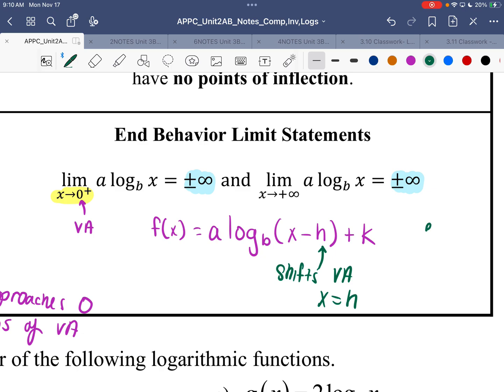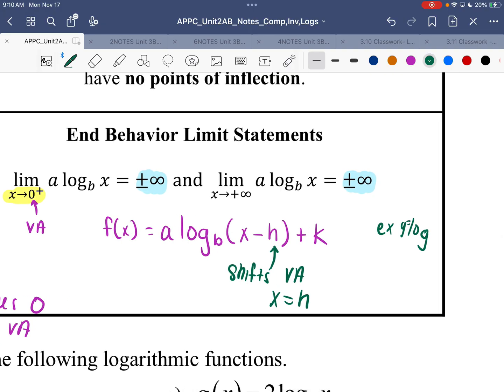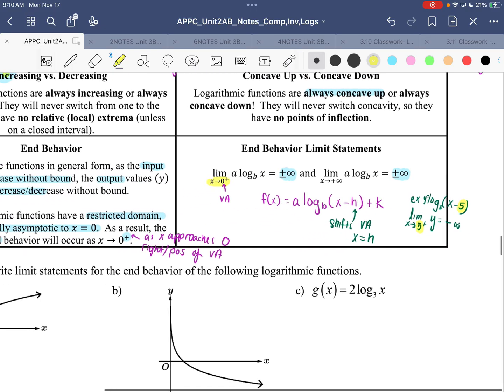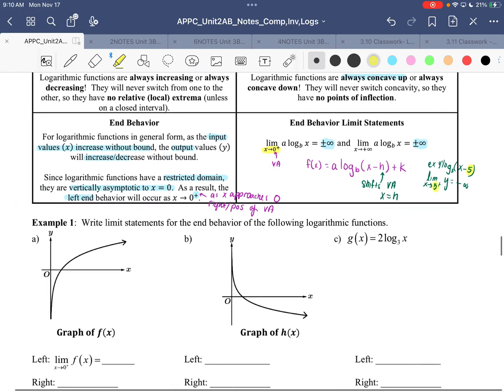So if you have like y equals log 3 of x minus 5, your left limit behavior would be x approaches 5 from the right, because that's the vertical asymptote shift. Okay, try looking at the graphs of these. Try to write your limit behavior for the left and the right limit.